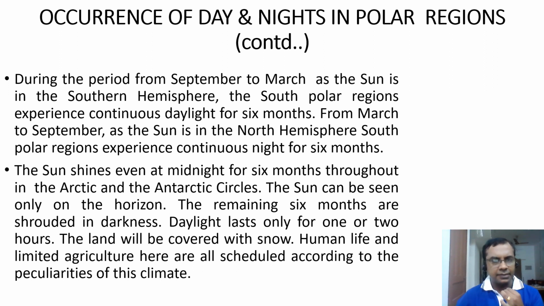The sun can be seen only on the horizon. At that time, the remaining 6 months will be shrouded in darkness. Daylight lasts only for 1 or 2 hours. The land will be covered with snow. Human life and limited agriculture are all scheduled according to the peculiarities of this climate.